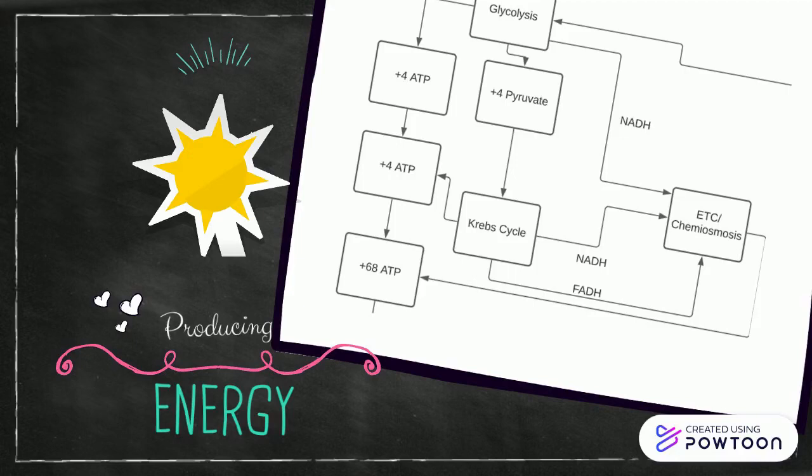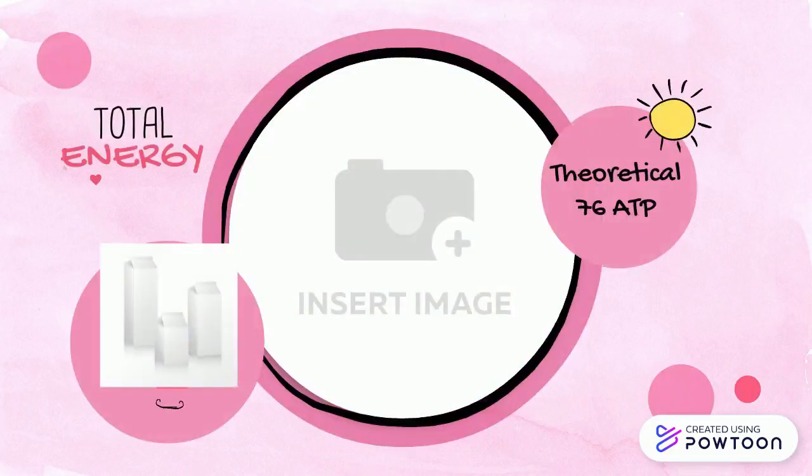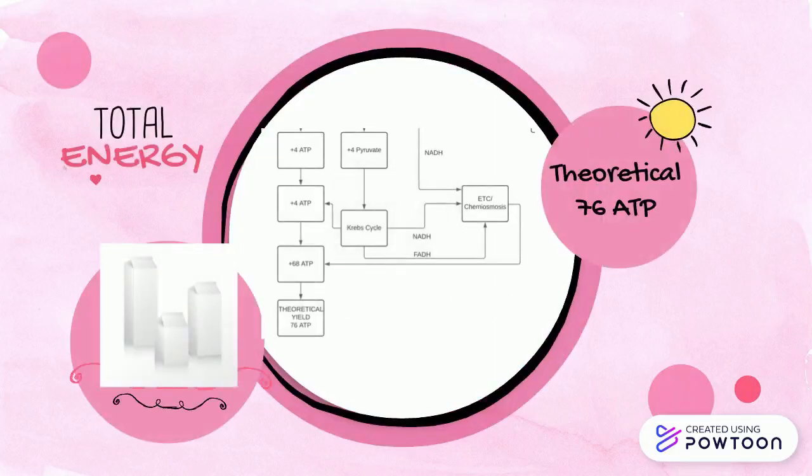These 2 molecules also enter the electron transport chain, which then produces the most ATP out of all of these processes, a total of 68 ATP from both G6P and from 1 molecule of glucose. From glycolysis, the Krebs cycle, and the electron transport chain / chemiosmosis, a record of 76 ATP, theoretically, are produced. This is how the cells store and use the energy from lactose by converting it to ATP.